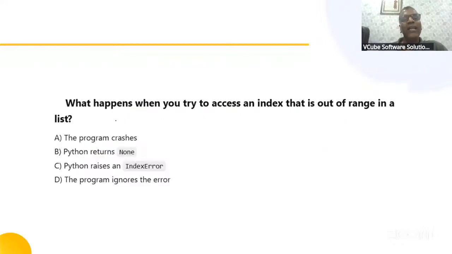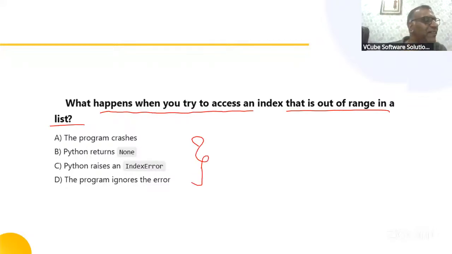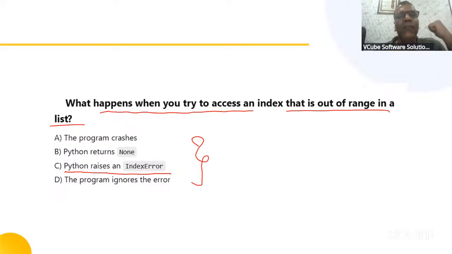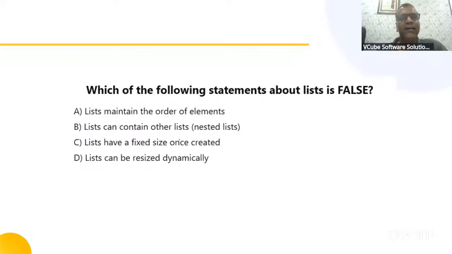Can anyone answer this question? What happens when you try to access an index out of range? I already discussed it. Can you respond to me? Just now I said that if you try to access out of bounds, it will give an index error. First of all, I will discuss the data structures, then I will go for case studies. Once you are good enough in list, string and dictionary, we will do very beautiful case studies, realistic applications, from next Friday onwards. Can I continue?